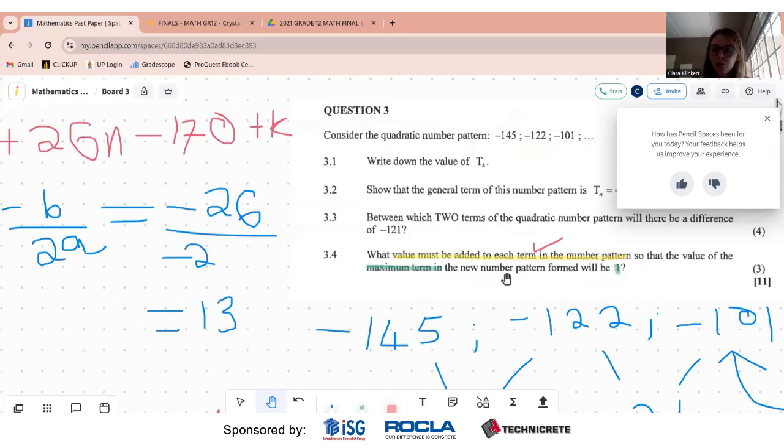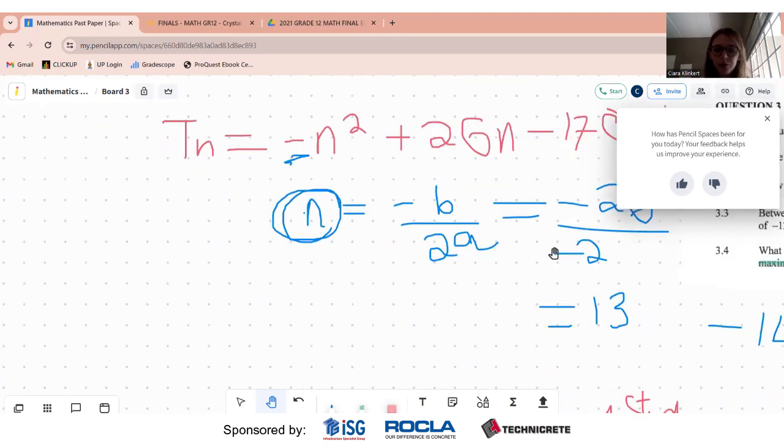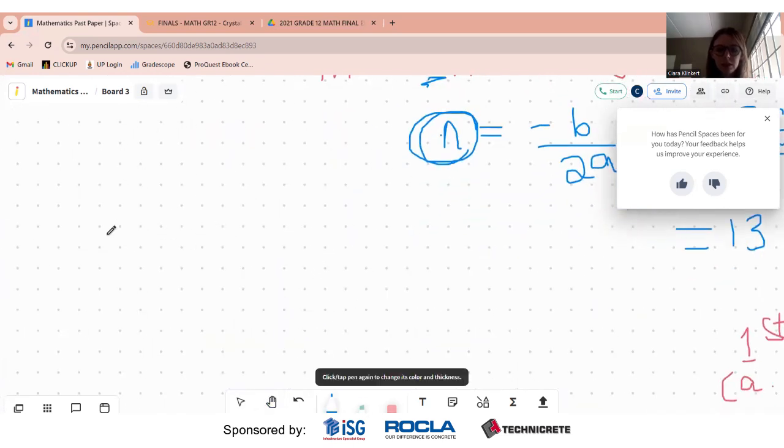Okay, but we want this maximum value or term to be 1. So I know that it's going to happen at the 13th position. So I know T13 is where it's going to happen. So let's think about it. The Tn value I want to have is 1. So I'm going to substitute 1 in the place of Tn and 13 in the place of n because I know this happens in the 13th position.